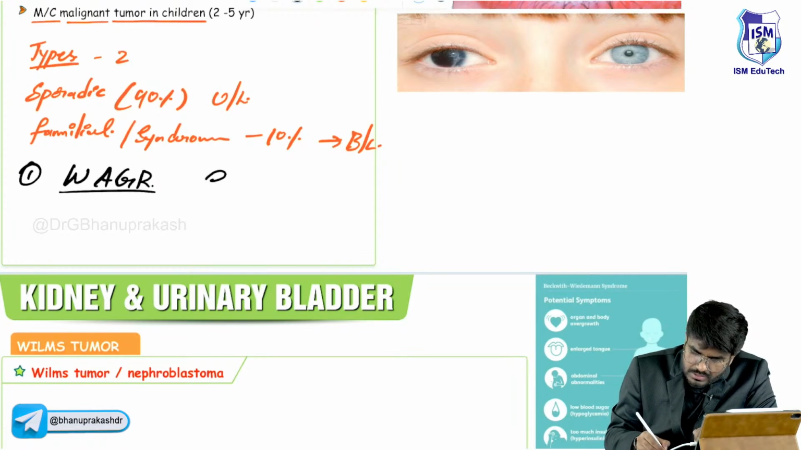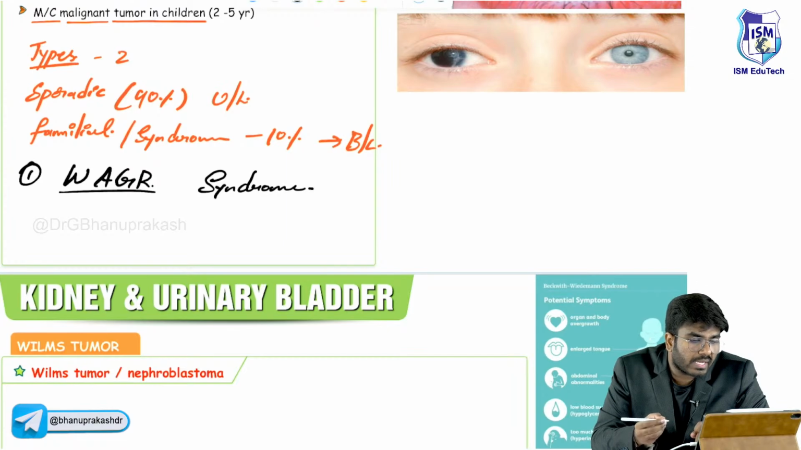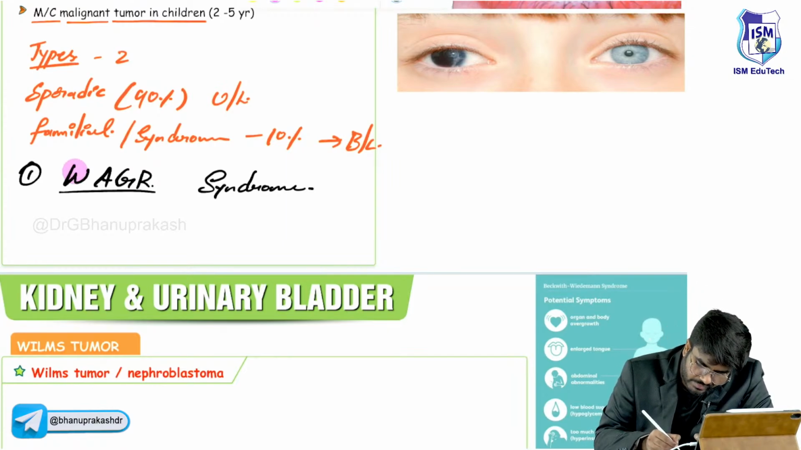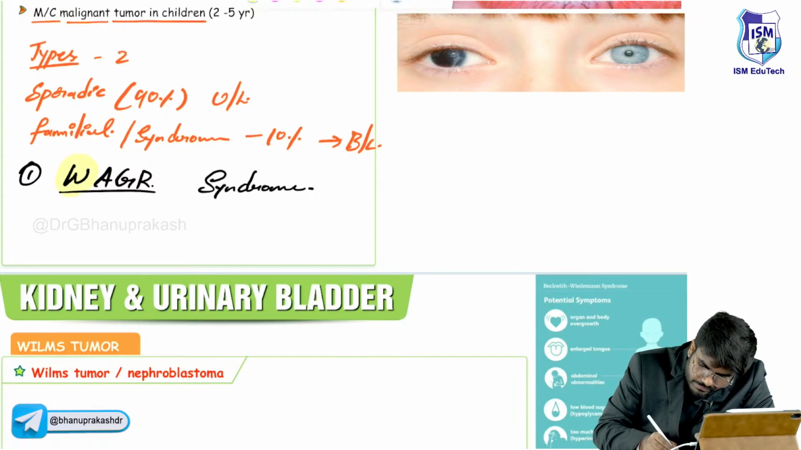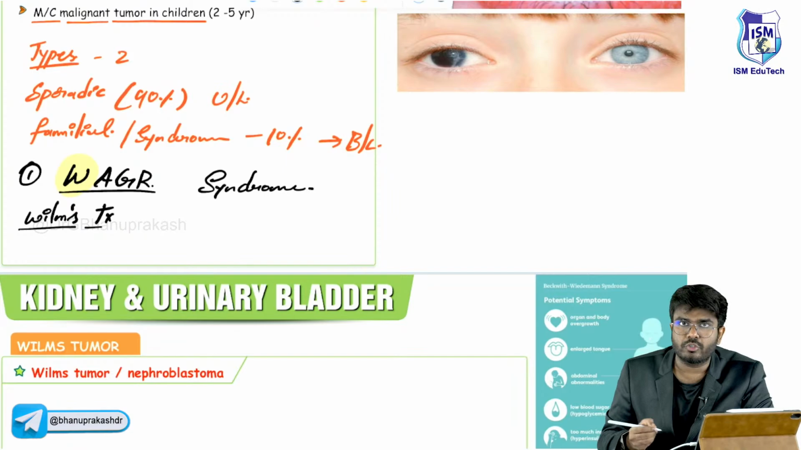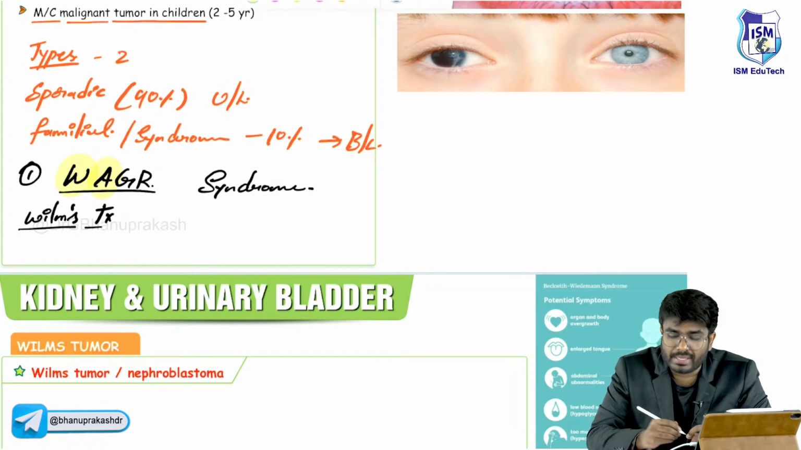W-A-G-R. Now you can ask me, what exactly is this WAGR syndrome? In WAGR syndrome, W stands for Wilms tumor, that is, tumor in the kidney. A stands for aniridia, no iris.